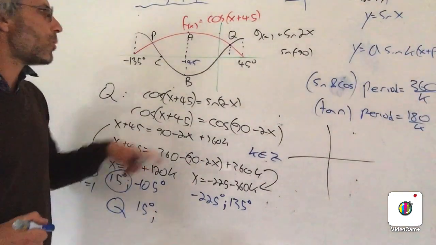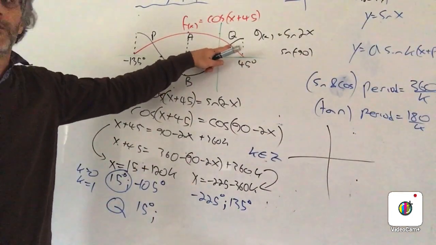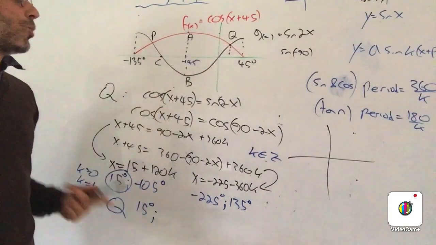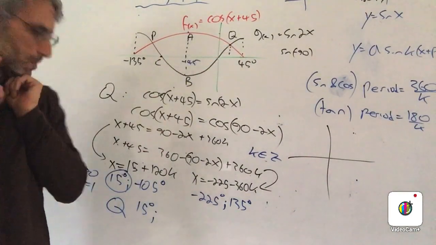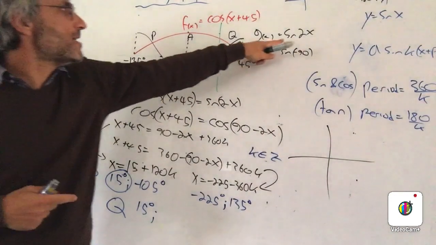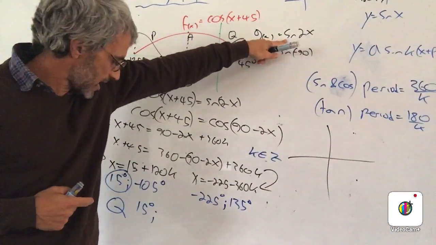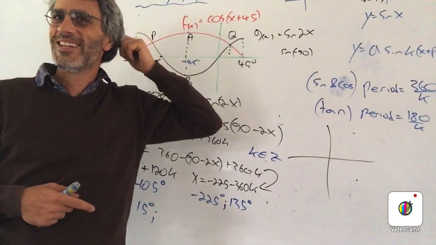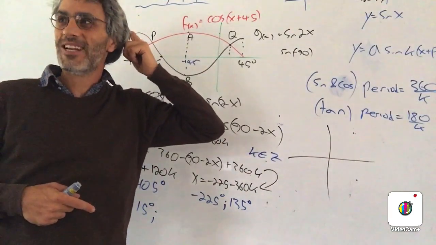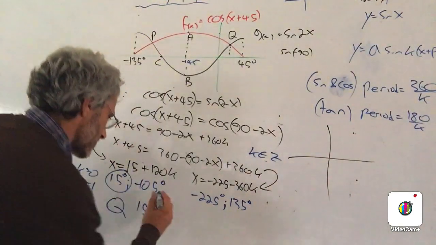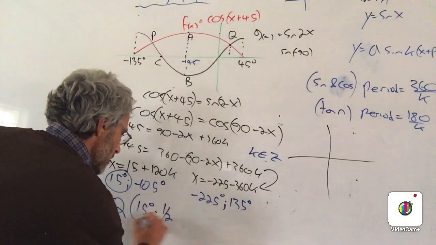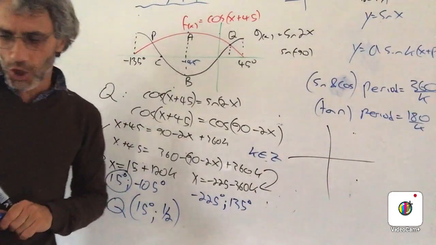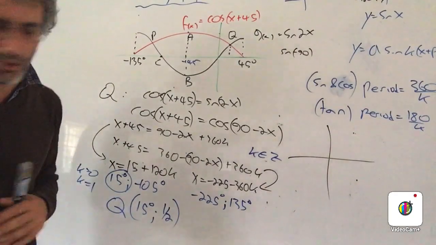Now, how will I find the y value? You sub in. You just sub where? Into any one. Easiest for me is to sub here. So sine of 2 times 15 is sine 30. What is sine 30, guys? Special angle. Sine 30, guys. Yes, it's a half. So that's the coordinate of Q. I'm just checking. Yeah, we got it right.